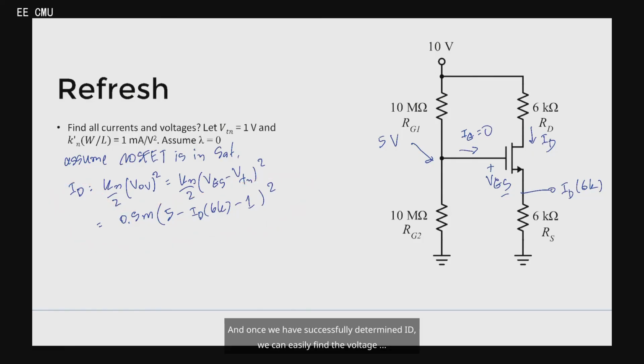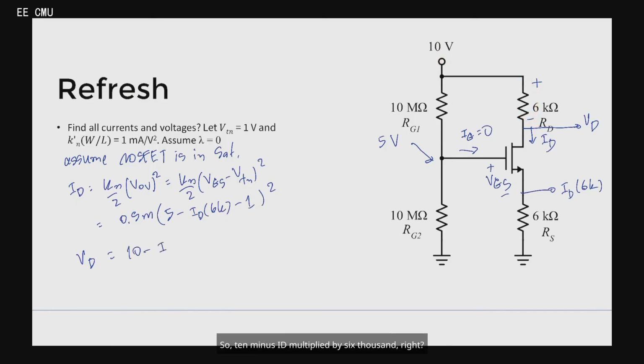And once we have successfully determined ID, we can easily find the voltage at this node, right? And what about the drain node voltage, VD, right? VD is equal to how much the current flows in this direction, right? So the polarity of the voltage drop across the resistor will be plus minus like this, right? So VD is equal to 10 volts coming to this node, encountering the minus terminal, so 10 minus ID multiplied by 6,000, right? That's it. Try calculating it with your calculator.